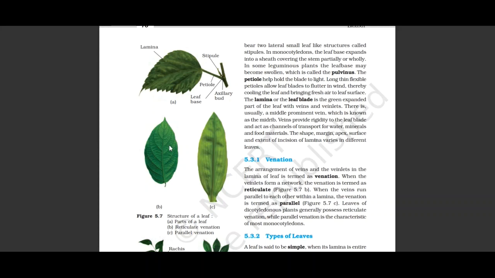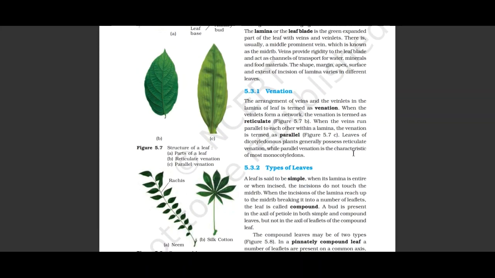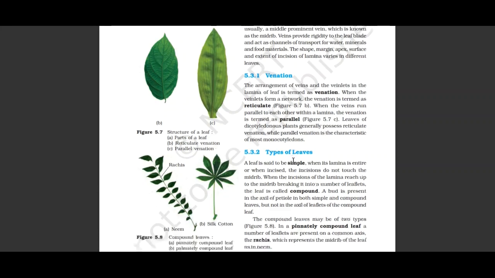Let us see the figure. Here, the first is a reticulate venation and the second is parallel venation. In this, the veins run parallel to each other. Leaves of dicotyledonous plants generally possess reticulate venation, while parallel venation is the characteristic of most monocotyledons.